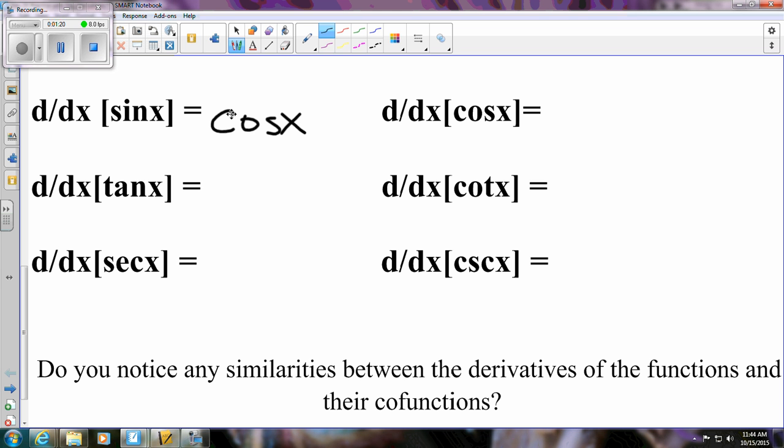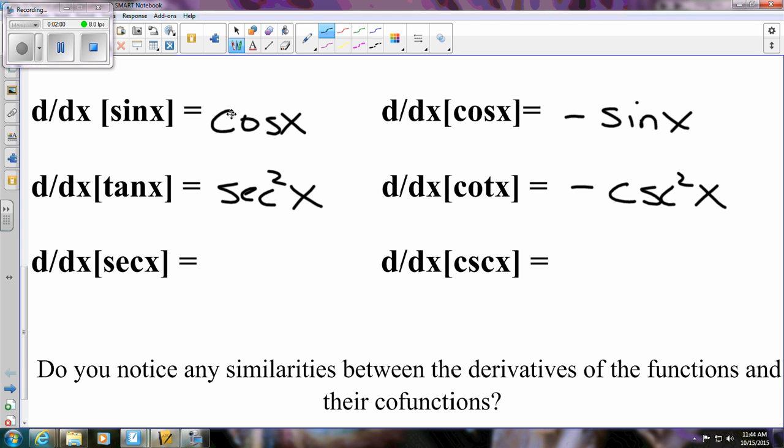What about the derivative of cosine x? Very nice. You weren't even here. How'd you know? Negative sine x. Beautiful. Okay. Tan x. Secant squared x. Derivative of cotan x. It's just like, if you know the derivative of tan x is secant squared x, the derivative of cotan x is negative cosecant squared x. There you go. It's the same thing just with the co-trig function.